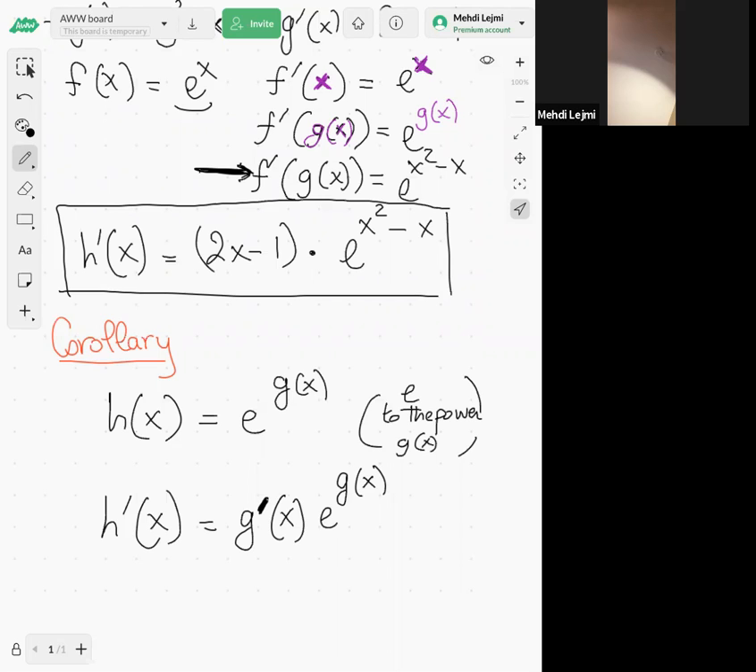This is because again, this is e to the power g of x. This is composition of the function exponential with the function g, right? So in the future, guys, instead of using the chain rule, you can just use this rule here. But again, it's up to you. You can also use the chain rule instead of this. This is just a consequence of the chain rule, right?